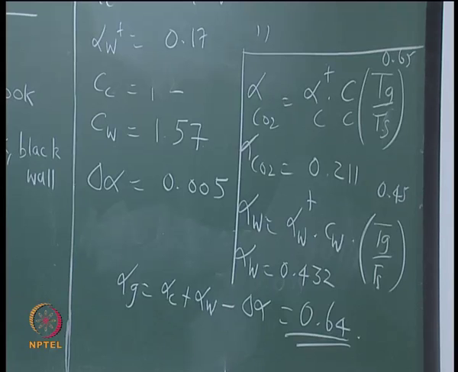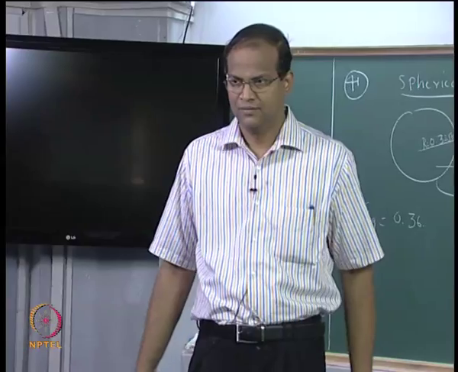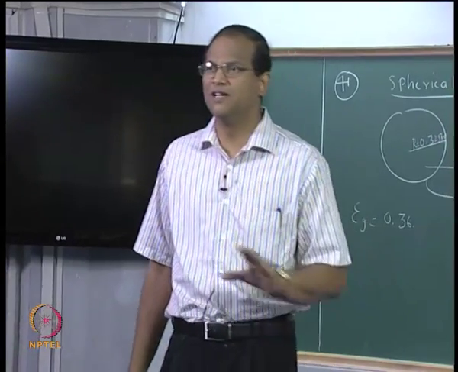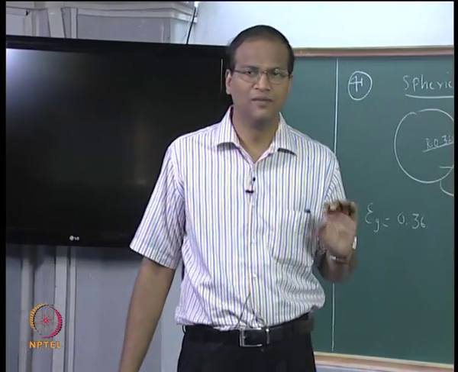So the most important thing you realize is epsilon g is not equal to alpha g. It is not a gray gas. We cannot simply calculate epsilon g and proceed with the calculation. So we will be stumped.